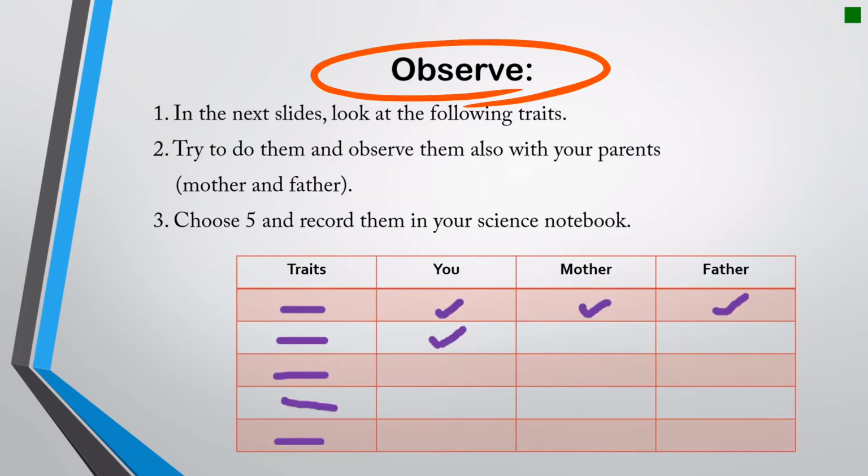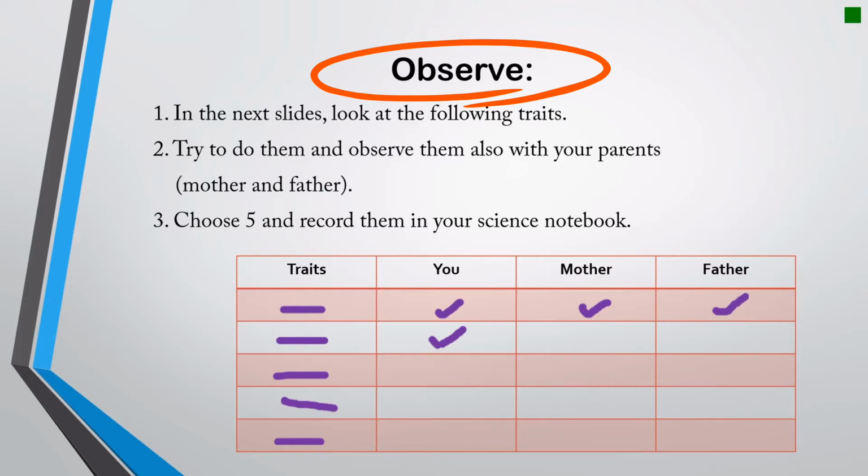I'd like you to do this activity. What you're going to do is just observe, and take note whether you can do this or you have these traits or not. In the next slides, there will be traits that will be shown. Try to do them and observe them also with your parents, your mother and father.